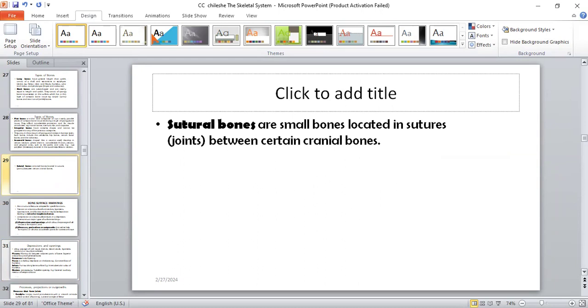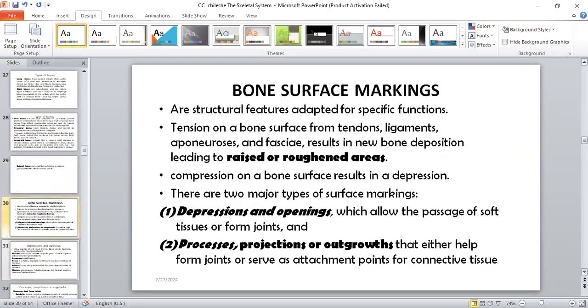We have another type of bone. These are known as sutural bones. These bones are found in the sutures of the head. They are small bones that are found in the sutures, just along the lining of the suture. You find a small bone there, and those are the sutural bones.